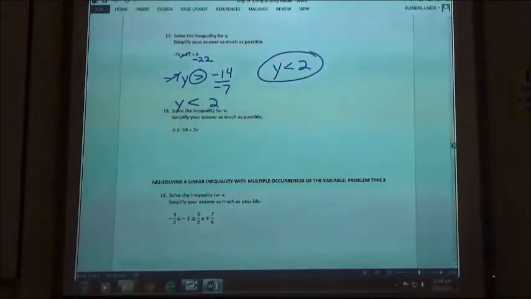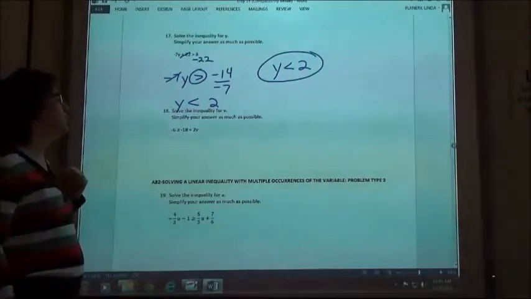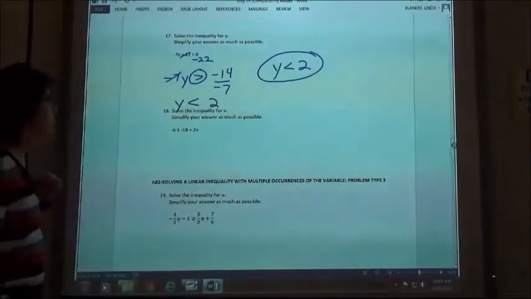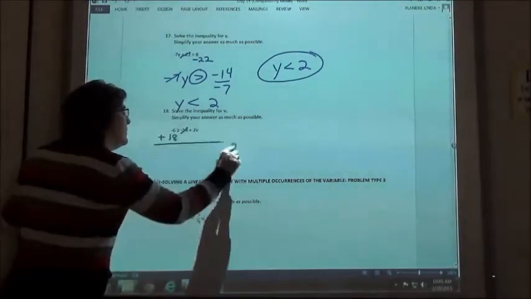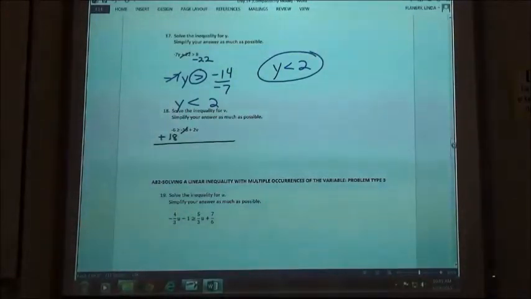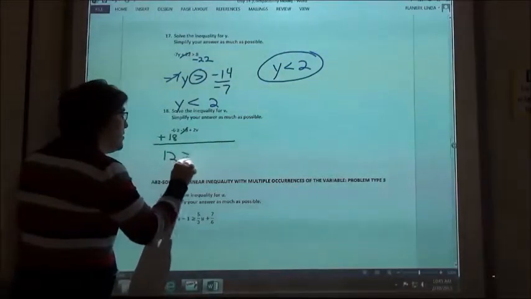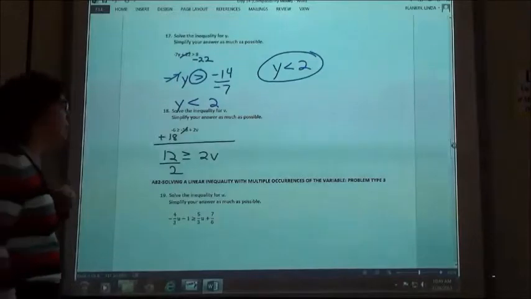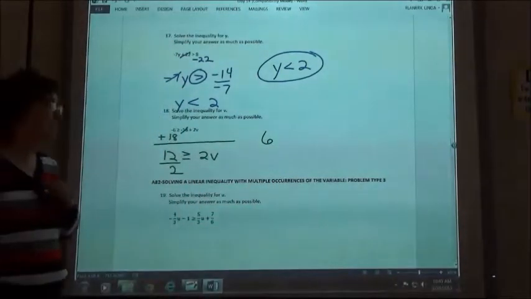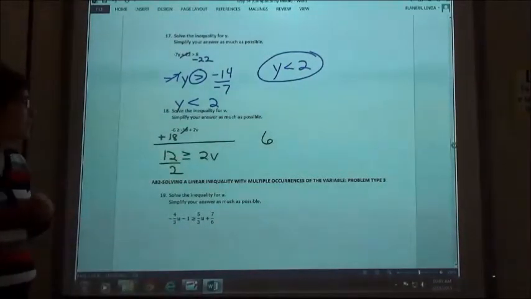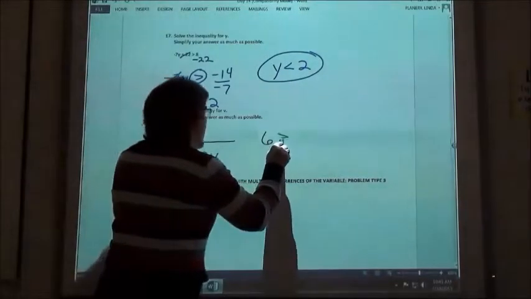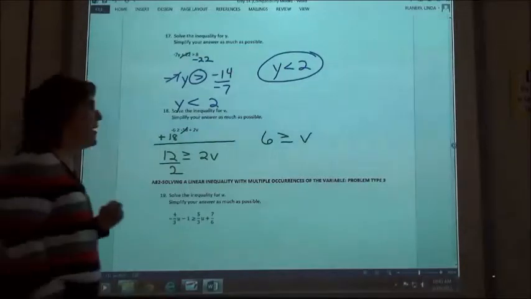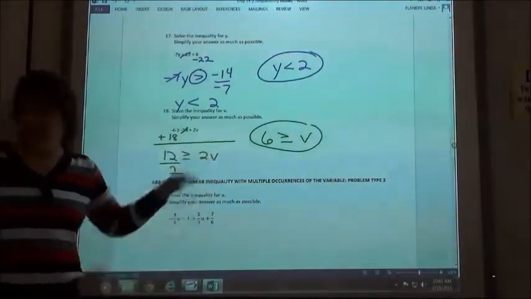So number 18, what am I going to do to solve that one? You're going to move the 18 over. So I'm going to add my 18, right? So 12 is greater than or equal to 2v. Then I'm going to divide by 2, and so my answer is going to be 6 is greater than or equal to v, right? Notice on this one we left it alone because this was a positive 2, not a negative 2, right? So you only flip it if that one in front of your variable is negative. If it's a positive, you leave it alone.